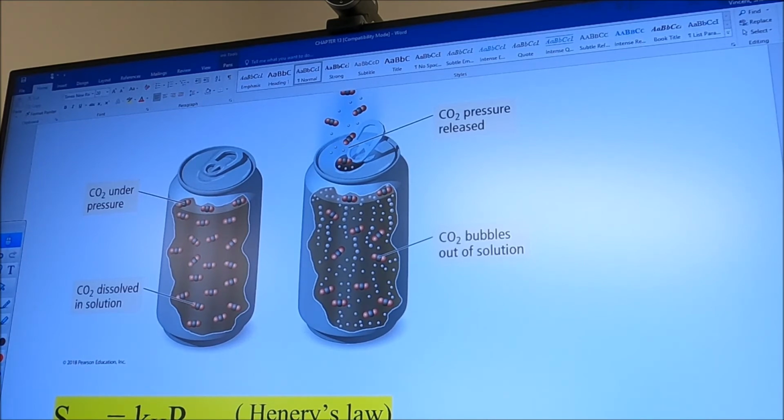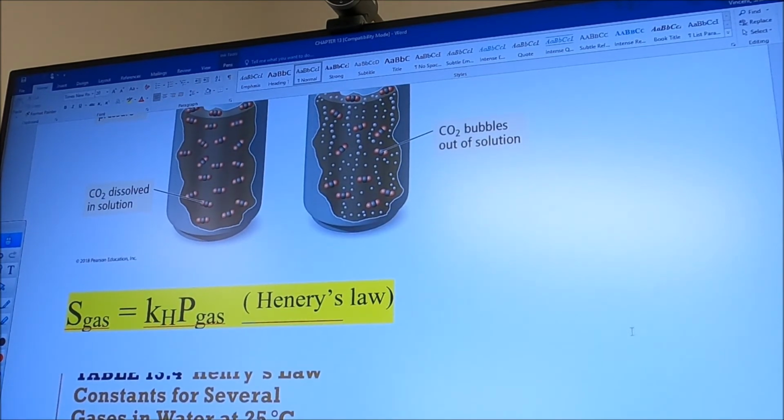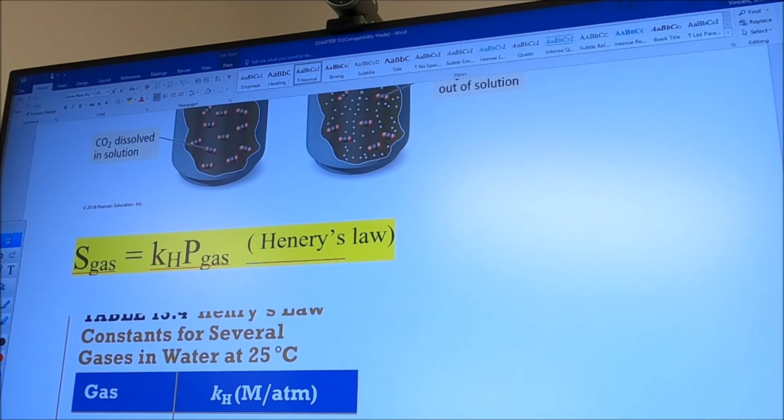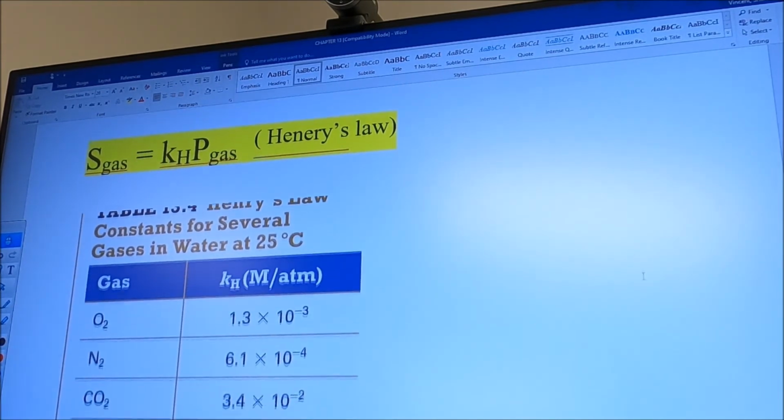Now, we can relate the pressure of the gas above the surface of the liquid to the solubility of the gas using Henry's law. Okay? Henry's law says the solubility is equal to solubility constant K times the pressure of the gas. Now, there's different solubility constants for different gases.